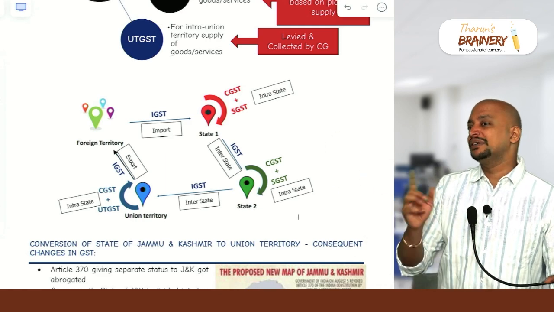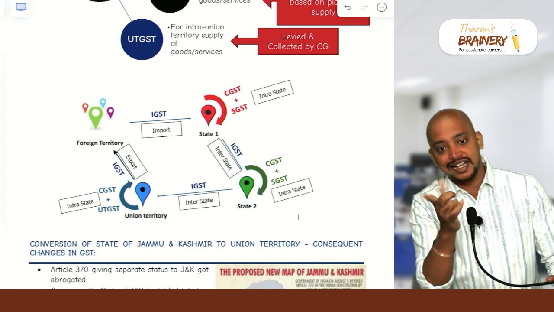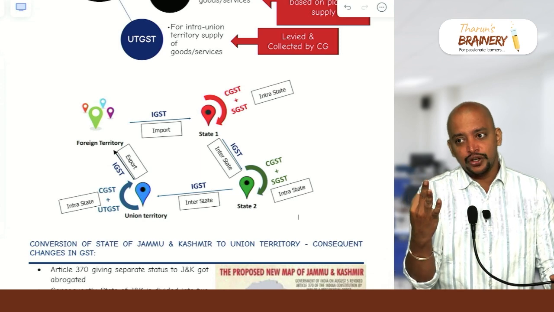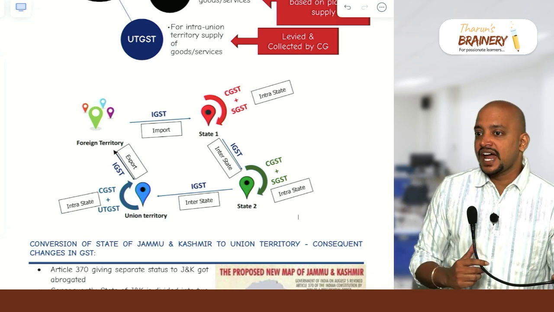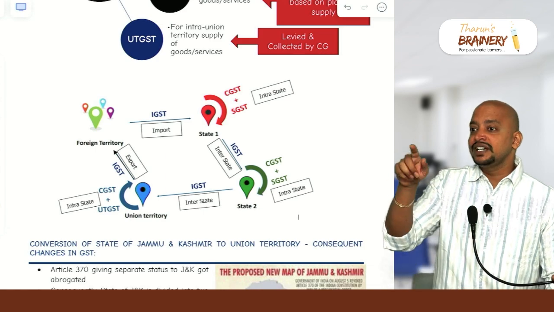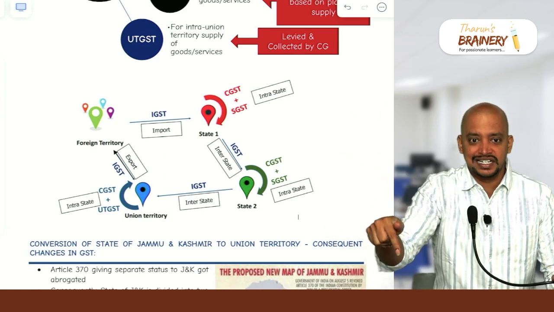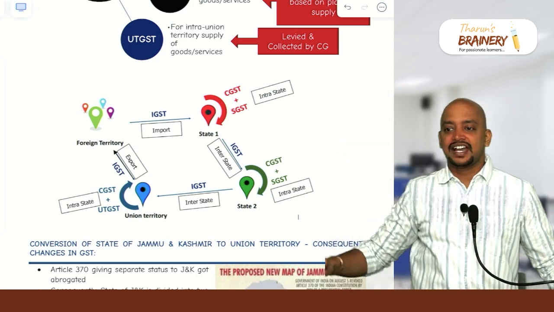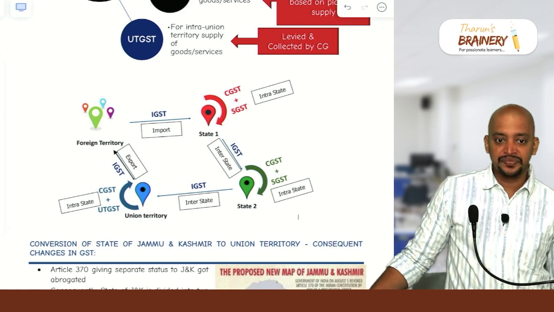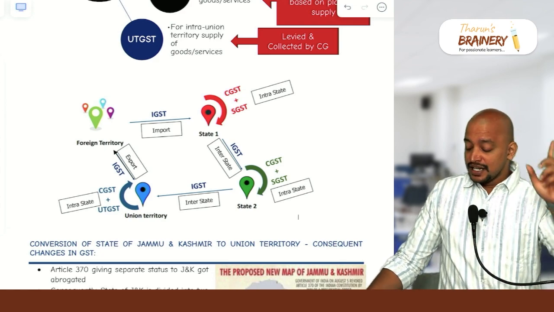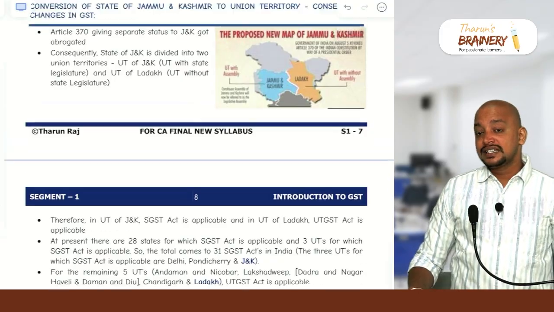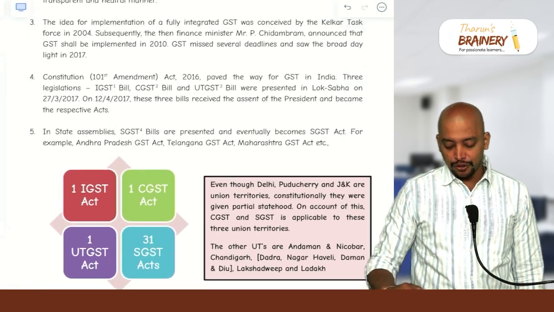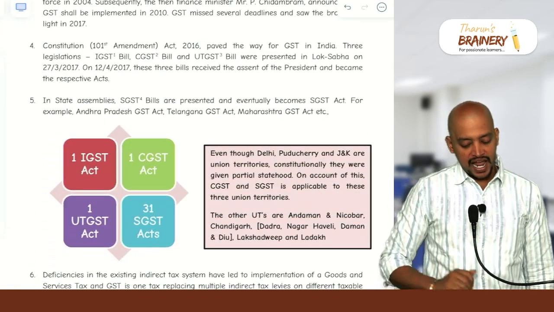So which act will be applicable there? SGST Act or UTGST Act? SGST Act. What are those 3? Delhi, Pondicherry, Jammu and Kashmir. And how many states do we have? 28 states. So 28 plus these 3 union territories with state legislature. So how many SGST Acts do we have in India? 31 SGST Acts. You understood how 31 SGST Acts? 28 states plus 3 union territories with state legislature. That's what I have given above in page number 4.